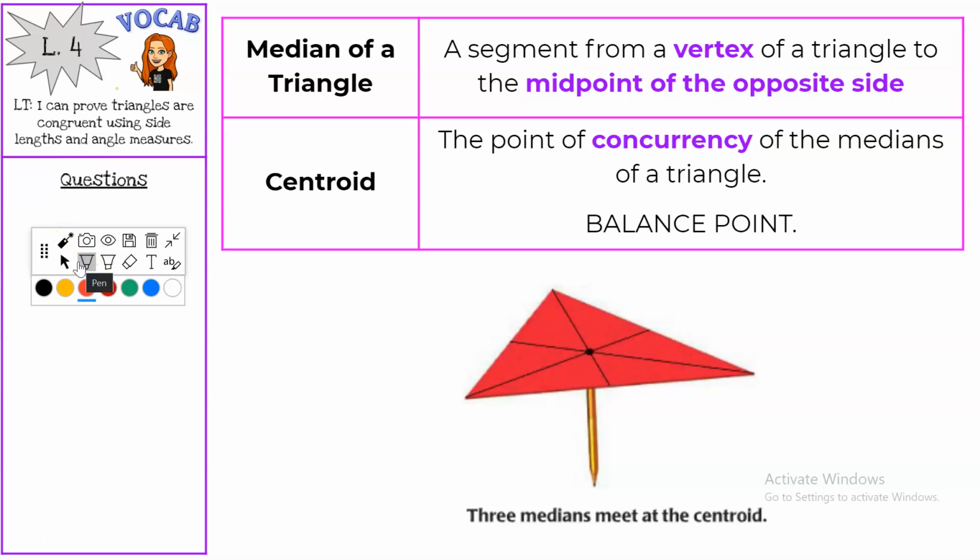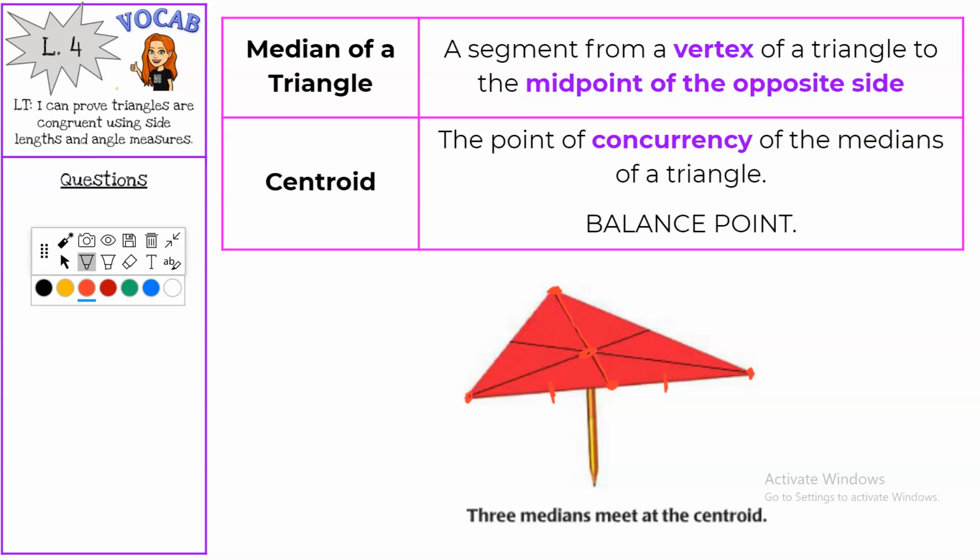So here in our triangle, a vertex would be one of the endpoints. So here, here, or here. And then it is drawn to the midpoint of the opposite side. So right here would be a midpoint, and then we would know that those two segments are congruent. The centroid is the point of concurrency of the medians of the triangle.